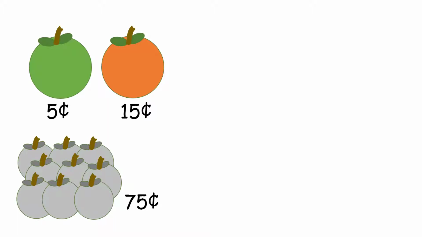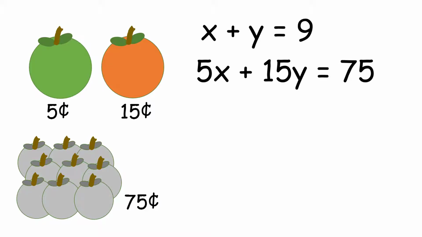Well, let's start with what we know. We know that we have an unknown number of apples, let's call that x, and an unknown number of oranges, which we'll call y. And in total, we have 9 items. We also know that our unknown number of 5-cent apples and our unknown number of 15-cent oranges cost us a total of 75 cents. Now, our 9 fruits could be 9 apples and no oranges, or no apples and 9 oranges, or any combination in between where x plus y is equal to 9.